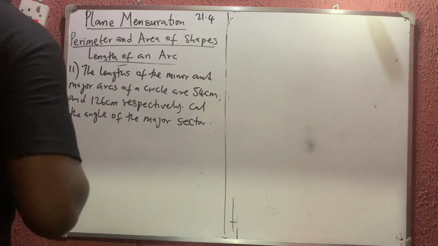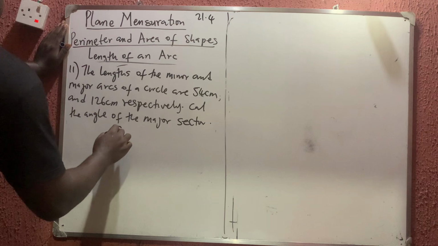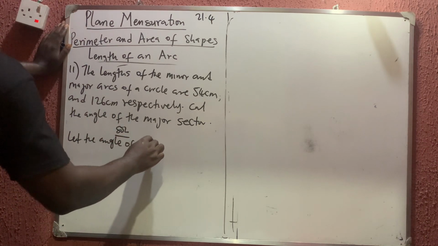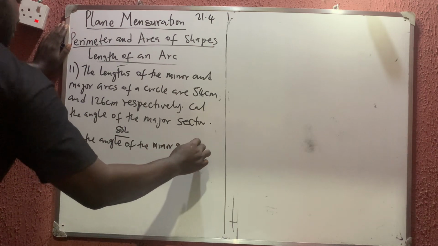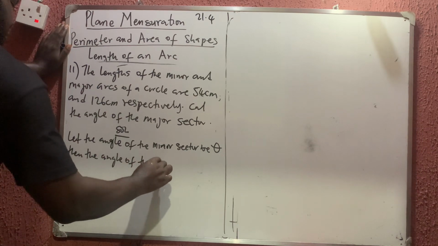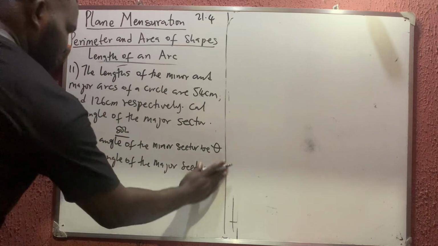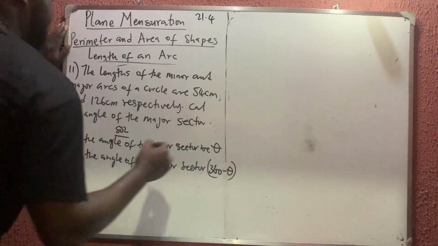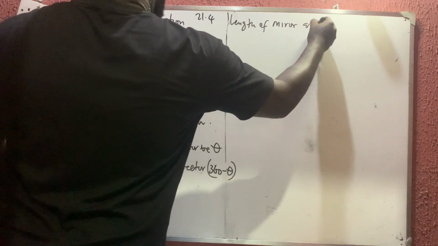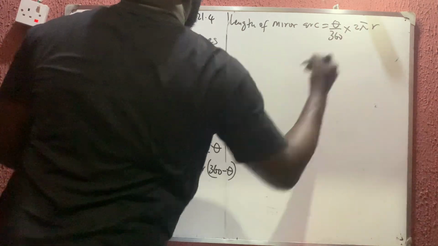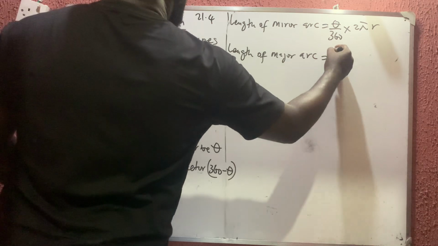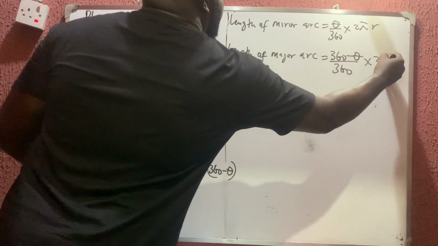Okay, now we know that solution. So calculate the angle. We say let the angle of the minor sector be theta. Then the angle of the major sector will now be what? Will now be 360 minus theta. I hope you know 360 minus theta. So first of all, the length of the minor arc will now be theta over 360 times 2 pi r, while the length of the major arc will now be 360 minus theta over 360 times 2 pi r.